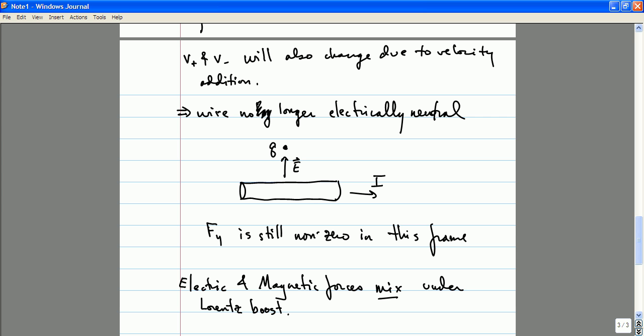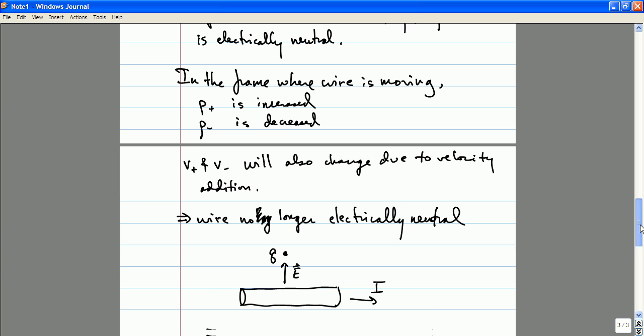Yes? For this question, the number of protons and the number of electrons should be... That's great. The number of protons and the number of electrons is the same, of course. That's not going to change depending on what frame you're in. But the density of electrons, which is the number per unit length, and the density of protons, the number per unit length, will change because of length contraction. No, the wire is not neutral in a frame where it is moving.